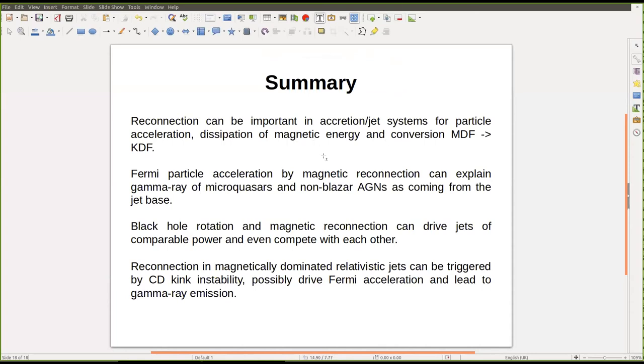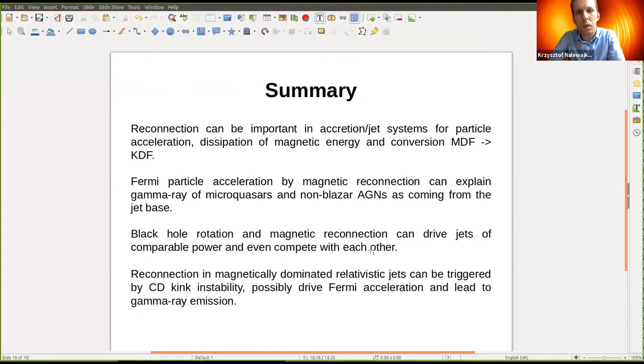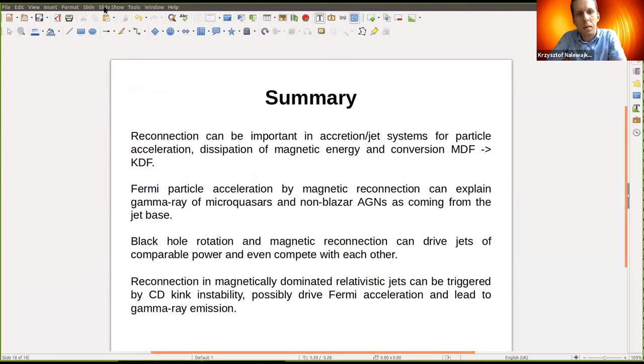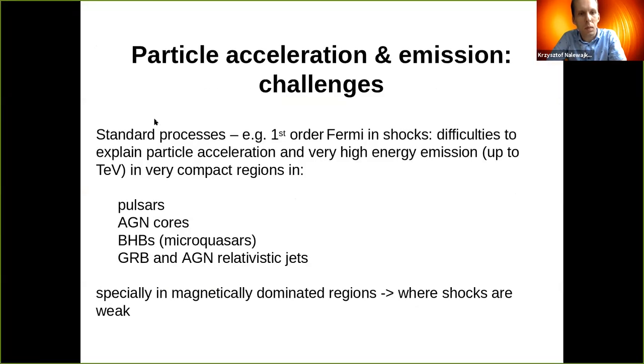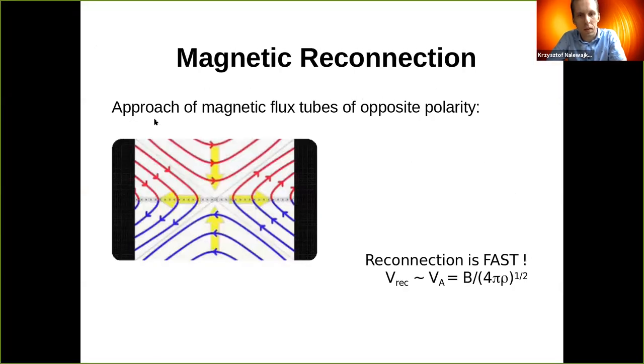So we have a question from Christoph. Okay. Hi. At the beginning, you mentioned that reconnection can be so fast that the reconnection rate can be almost equal to the Alfvén velocity. However, there is the standard result I know, that this is roughly 10% of Alfvén at most. Do you have some particular scenario?